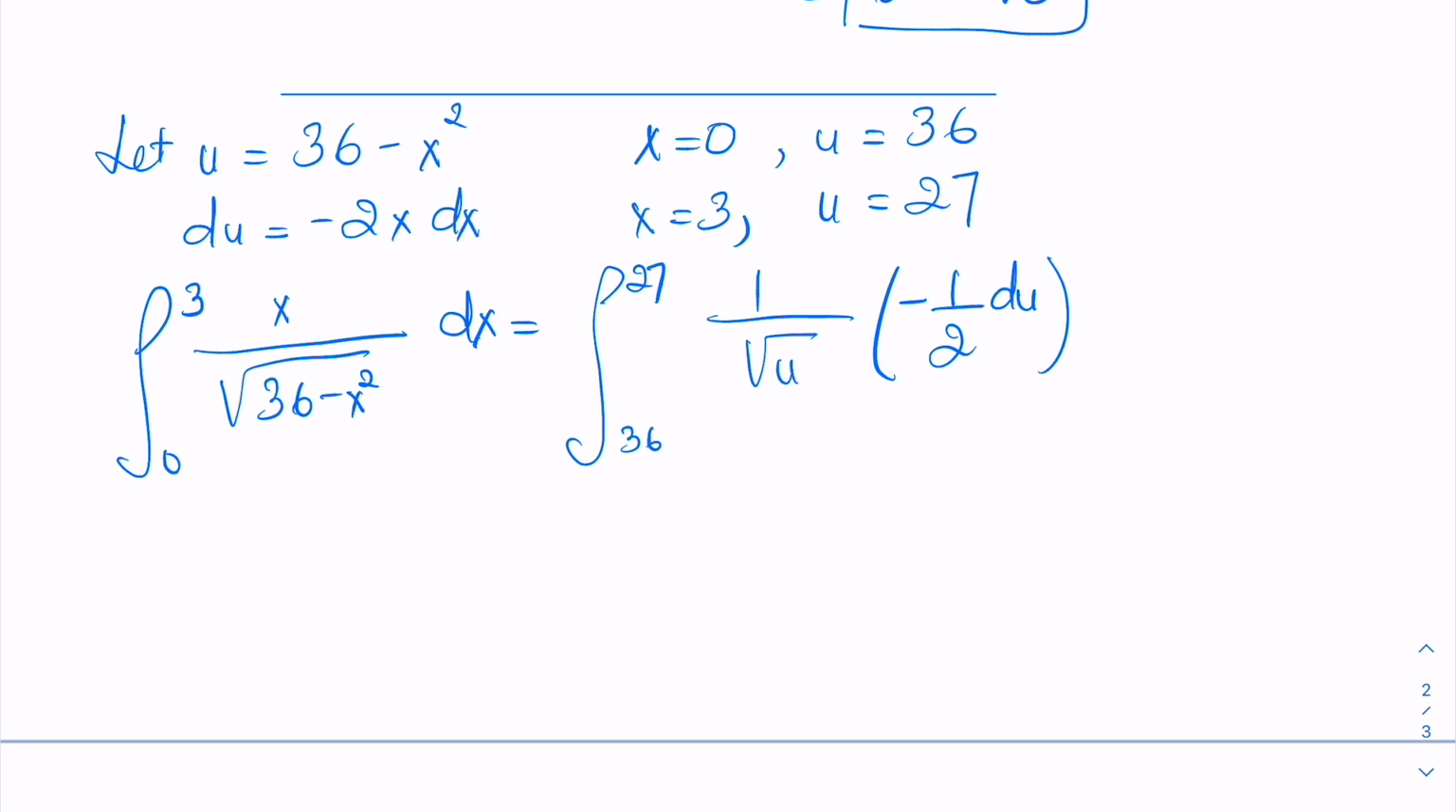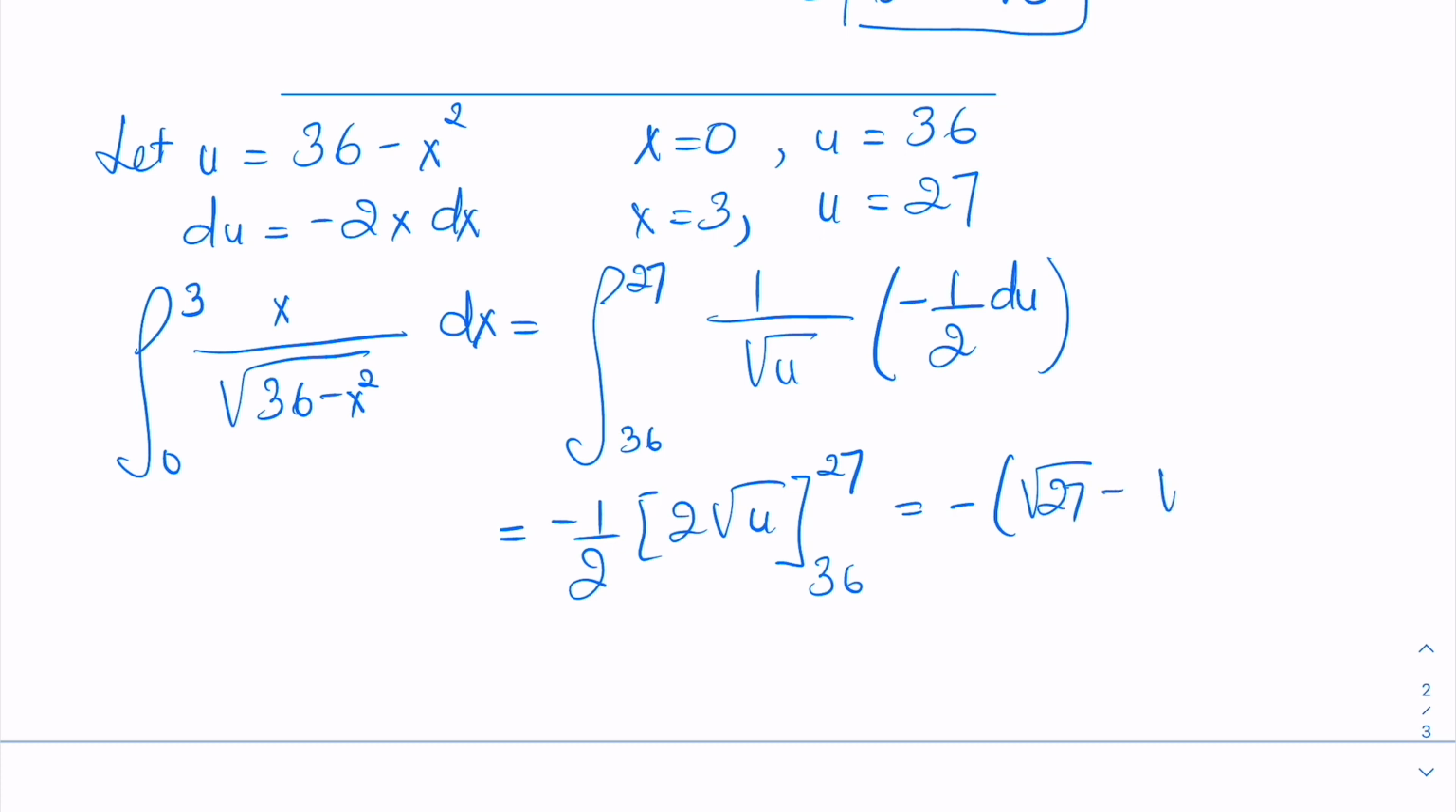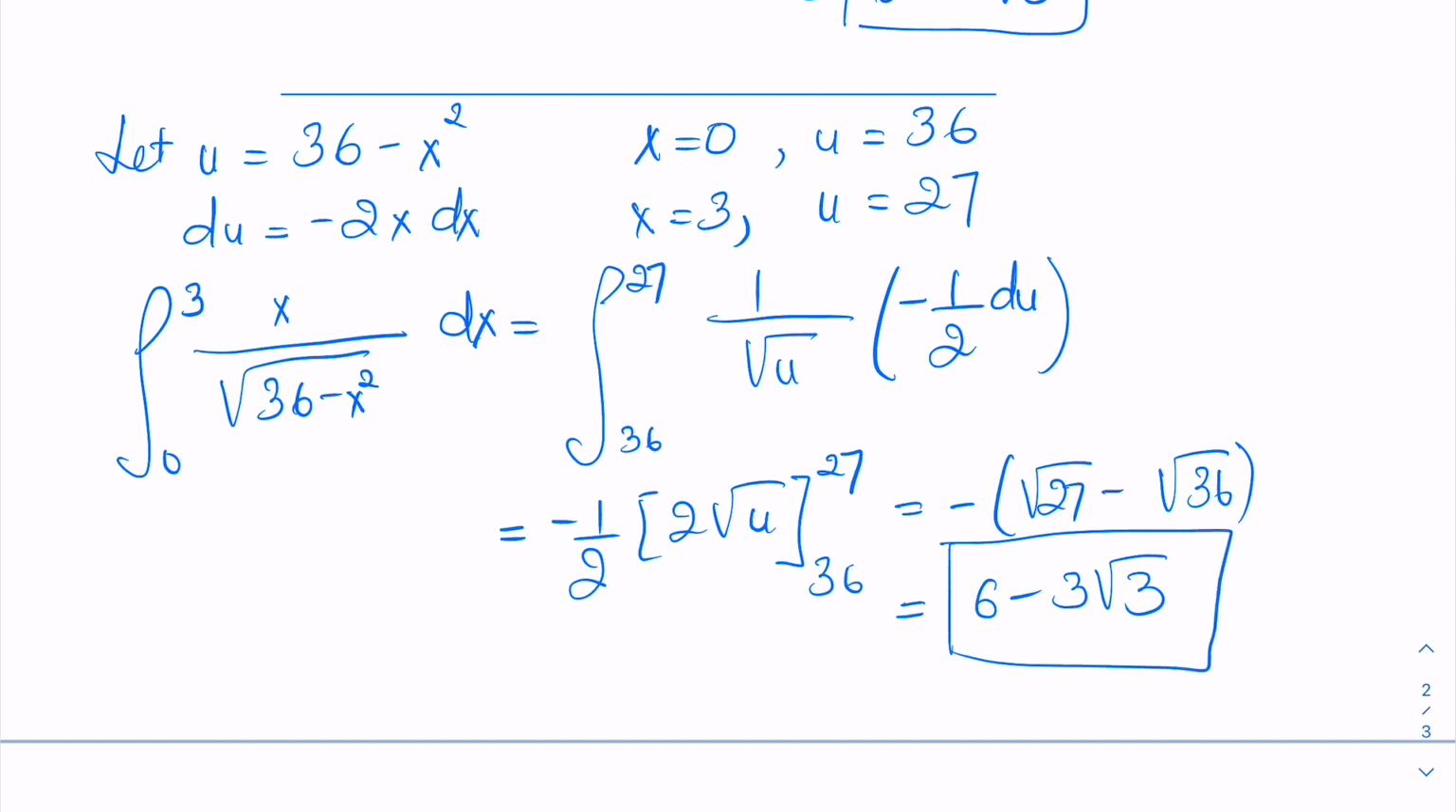So when we simplify it and we integrate, we can definitely take the negative 1/2 out. And when I integrate, I ended up with 2 square root of u, from 36 to 27. Evaluate, I ended up with square root of 27 minus square root of 36, which is 6 minus 3 radical 3. Exactly the same, and it's so much easier.